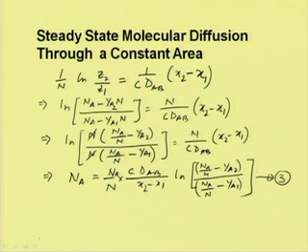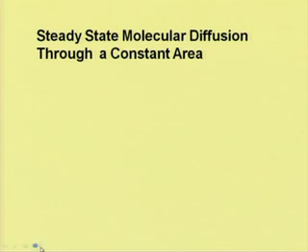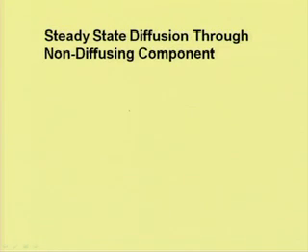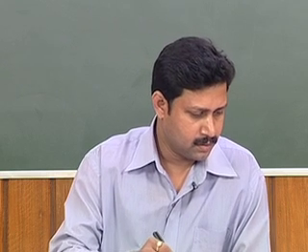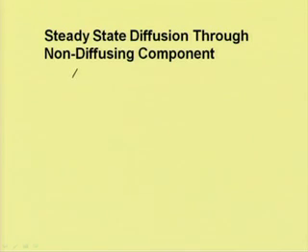So, this is the final form of the steady state molecular diffusion of a component A through a constant area, and then we use this equation for a particular case, steady state diffusion through non-diffusing components. So, consider A is diffusing and B is non-diffusing.